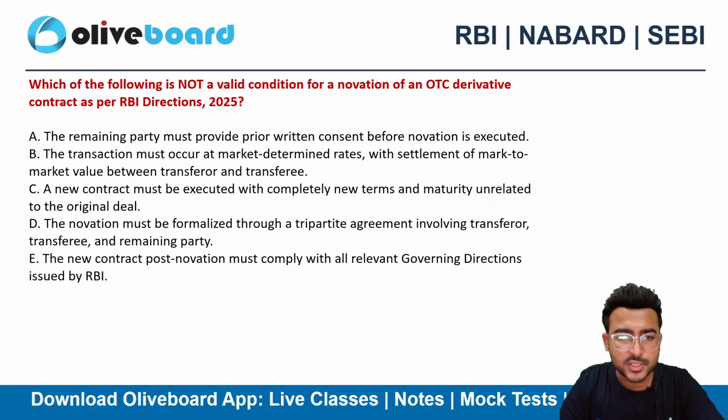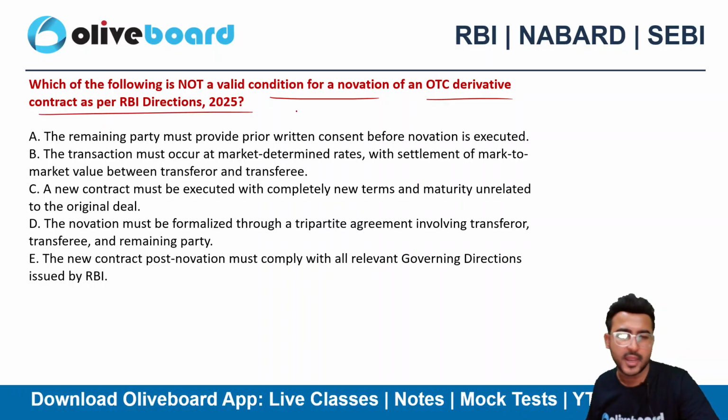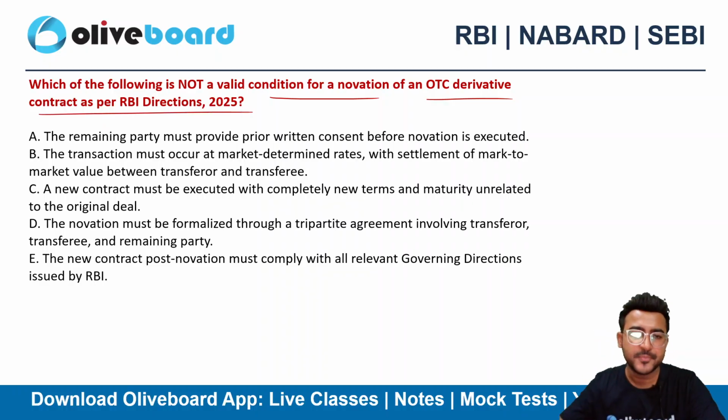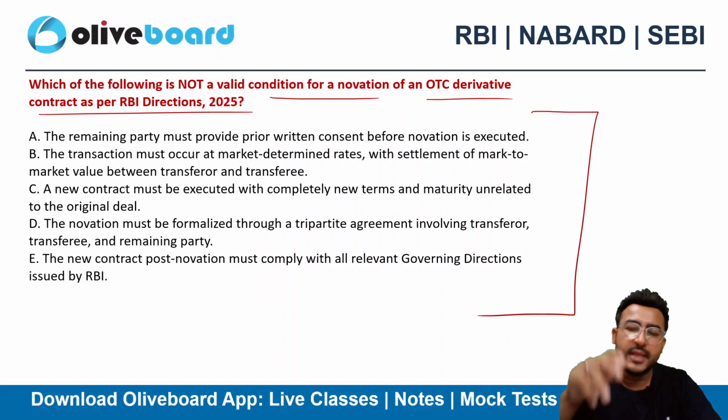Here are two questions for you guys that you need to answer. The first one is, which of the following is not a valid condition for the novation of OTC derivative contract as per the RBI Direction 2025? So I have given you 5 pointers here. You need to tell the correct choice here in the comment section later on.